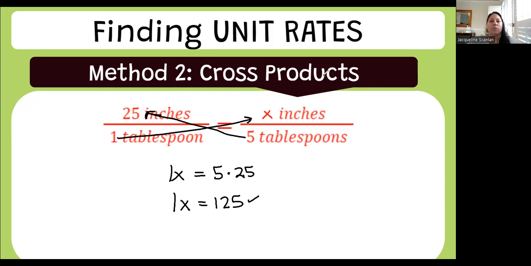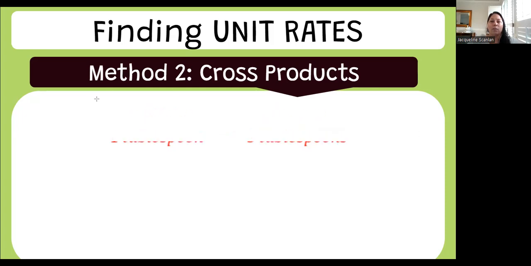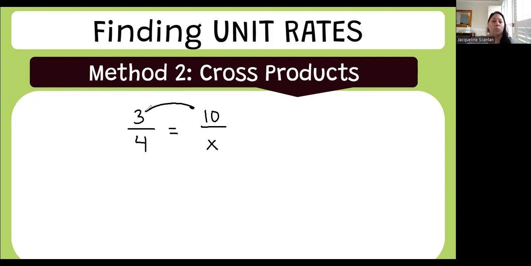Now, ladies and gents, I'm just going to give you another example. The most common time for you to use this method is when it is not so easy to find out how to get from one number to the other. So I'm just going to give you a basic example. Let's say I had 3 to 4, that's one fraction, and I was comparing it to 10 over I don't know. Okay, so again, this is called a proportion, and we can try to use the other method, which is figuring out how do I get from 3 to 10 using multiplication or division. And I don't really know off the top of my head. 3 times what is 10? I don't know. All right, that's too hard for me to figure out.